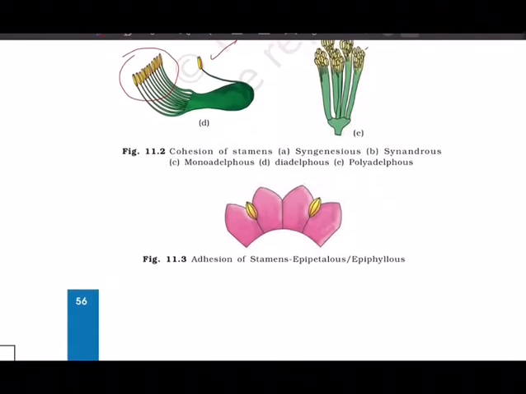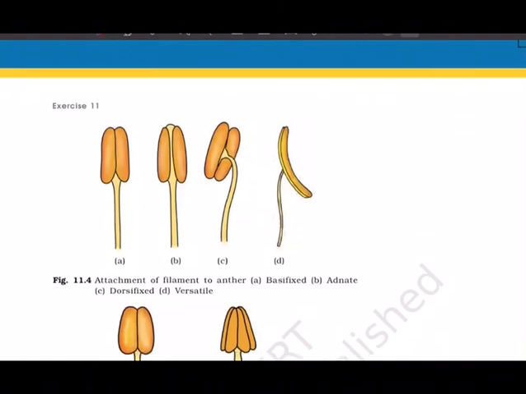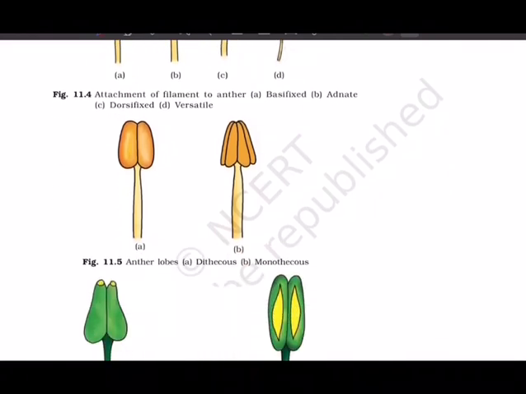And then adhesion of stamens, you can see this is actually the petals. On petals the stamens are attached, then epipetalous or epiphyllous. And then attachment of filaments to anther, like we said: basifixed, the base is fixed. Adnate, you can see a vertical arrangement. Dorsifixed, dorsally it is fixed. And versatile, like a boat, it's just moving on.